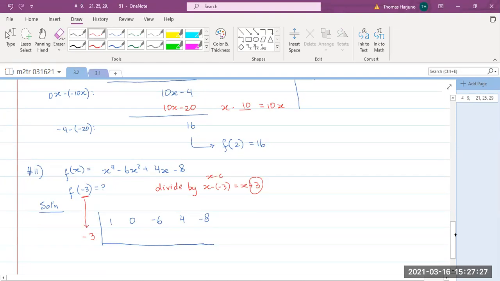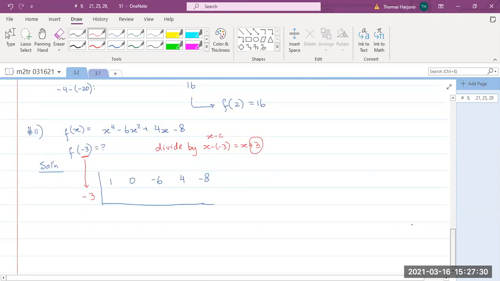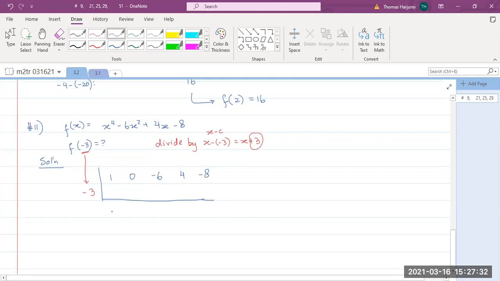Now let's start the procedure. The first number falls down. 1 times negative 3 is negative 3. You add, you get negative 3. Negative 3 times negative 3 is 9. When you add this, you get 3. 3 times negative 3 is negative 9. When you add, that's negative 5. Negative 5 times negative 3 is 15. You add, you get 7. So you see that we are done with the division, right? So f(negative 3) equals 7.